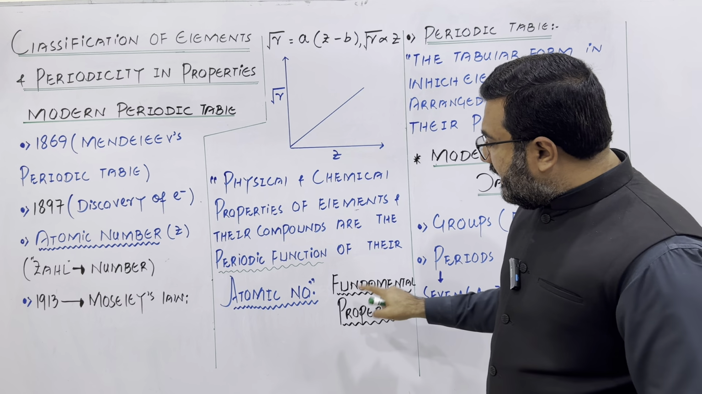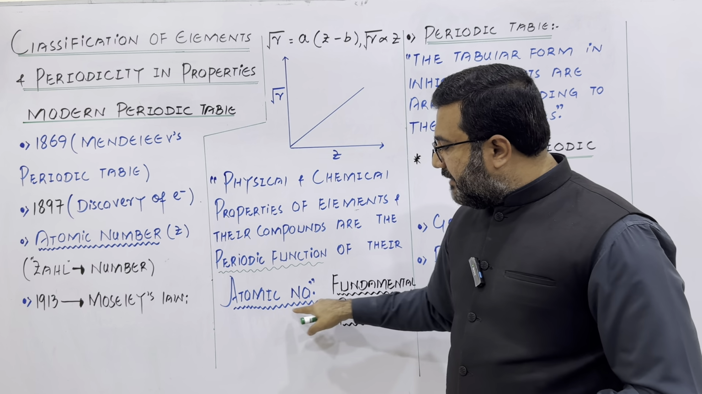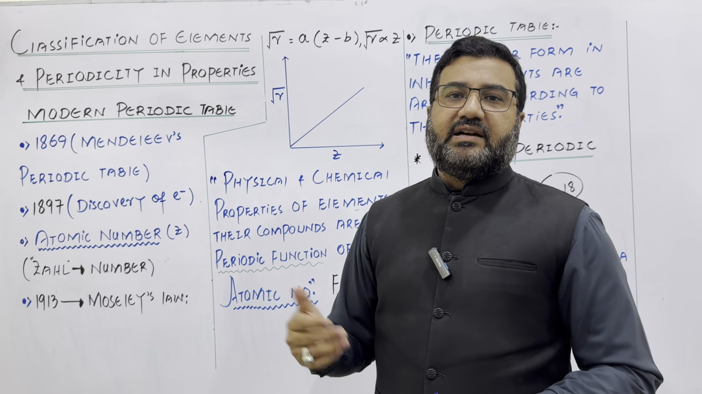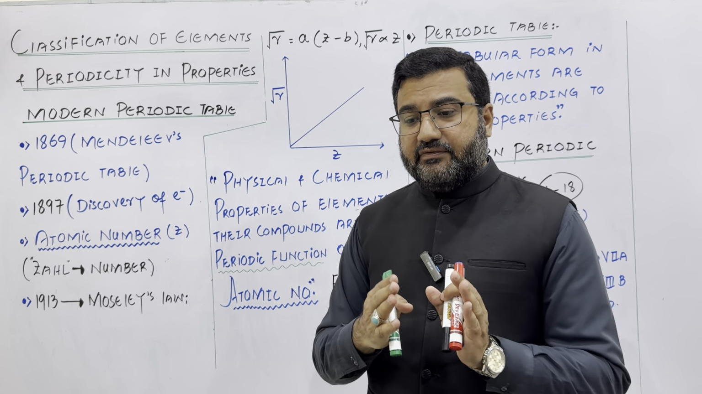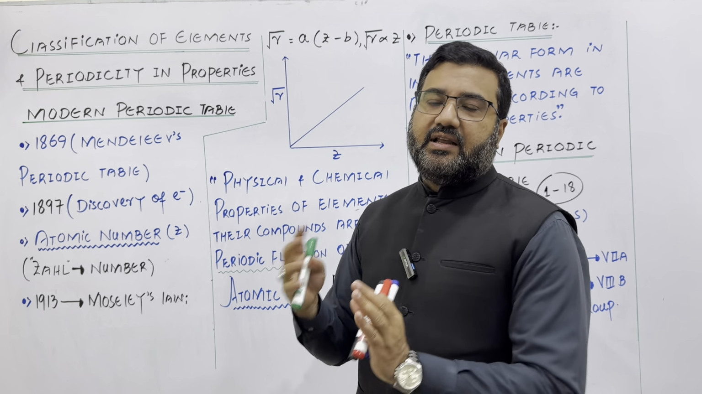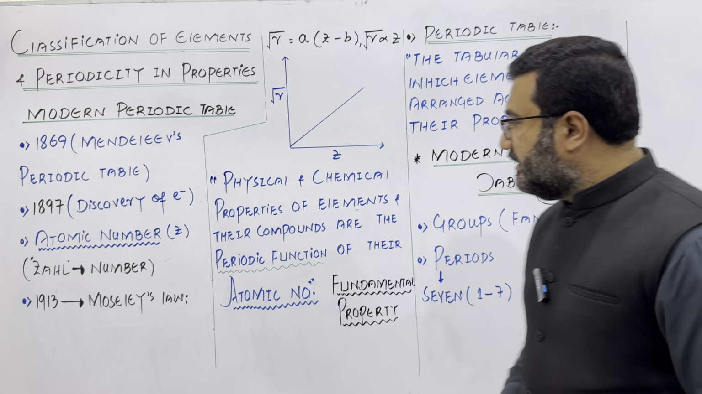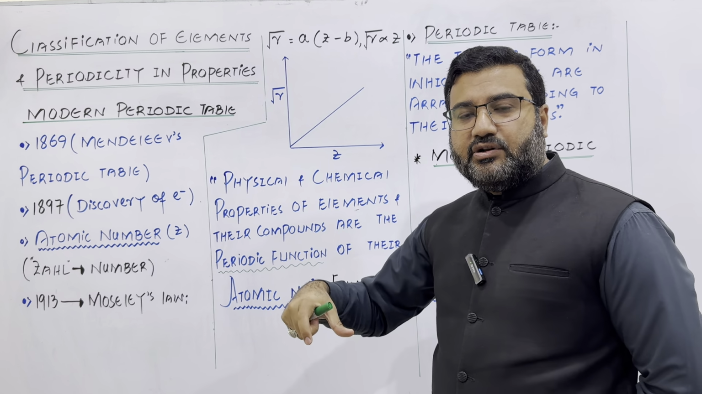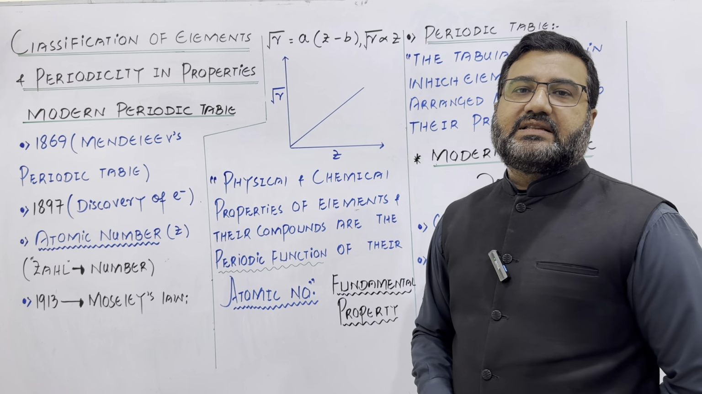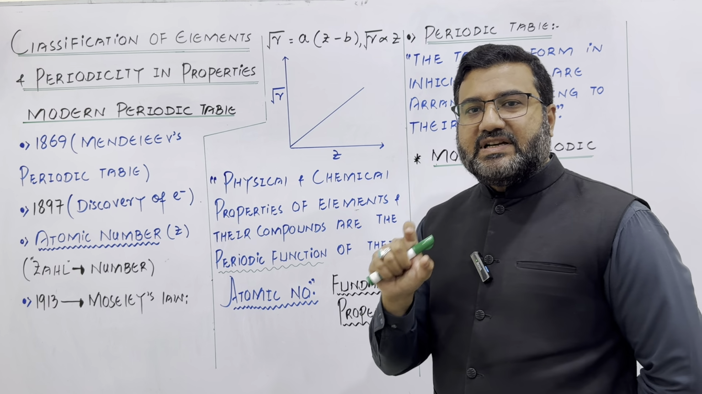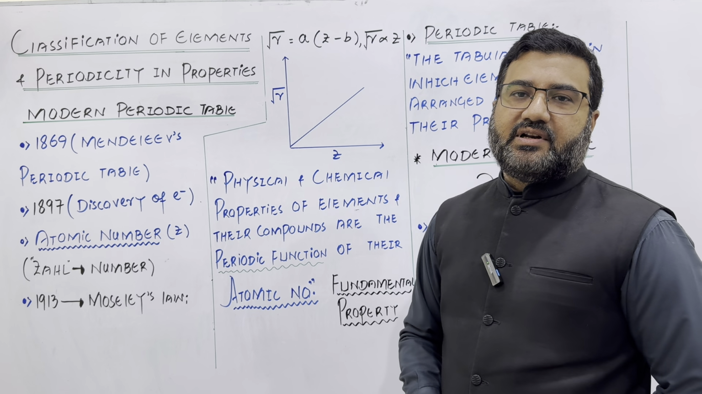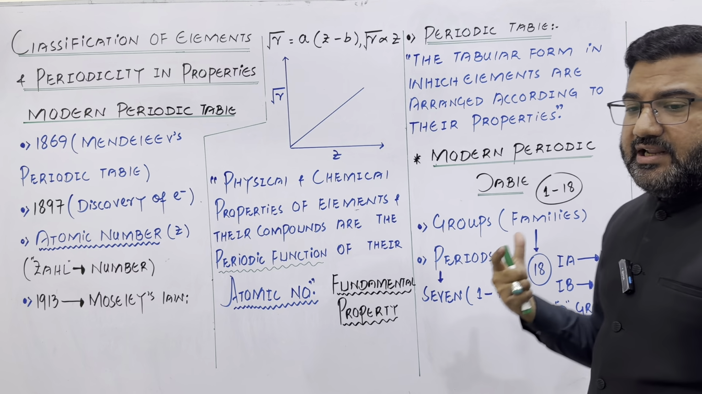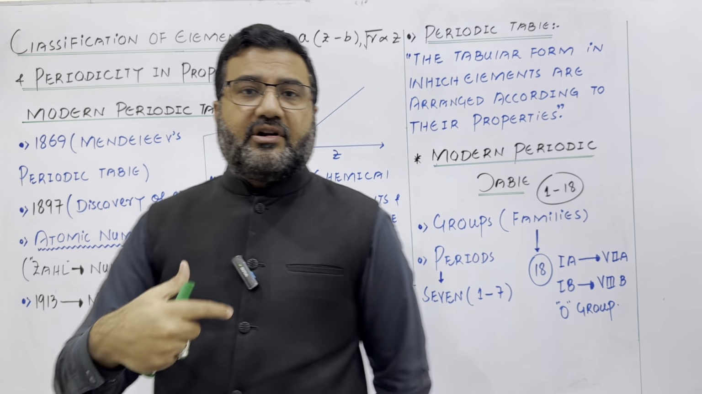And when we arrange the elements on the basis of their atomic number, then the repetition of the physical and chemical properties takes place after regular intervals. Then we see the periodicity, the repetition in the properties of the elements and their compounds. So instead of arranging the elements on the basis of their atomic mass, now Moseley says that the atomic number is the fundamental property and the elements must be arranged according to their atomic number rather than their atomic masses. And then the Mendeleev's periodic table was modified to the modern periodic table.